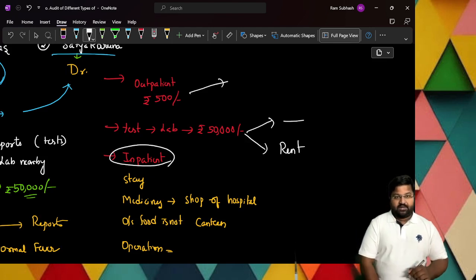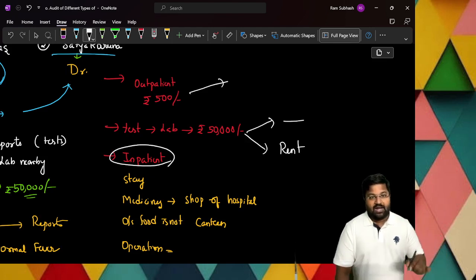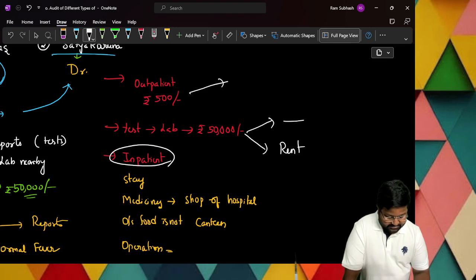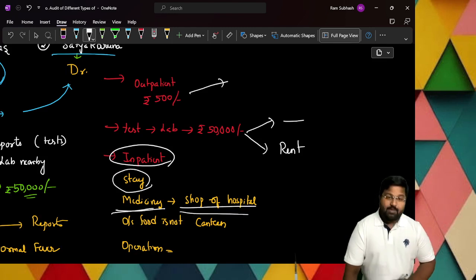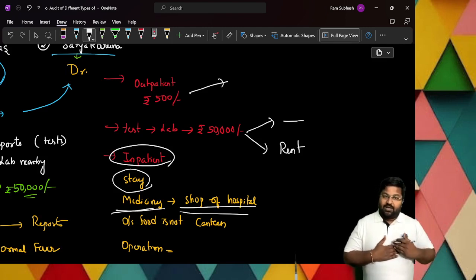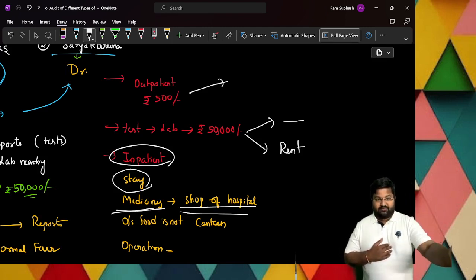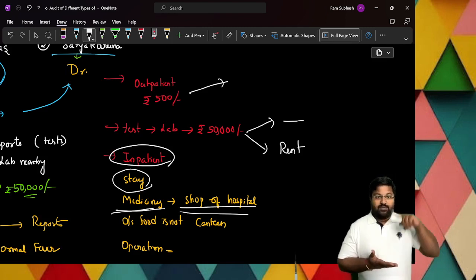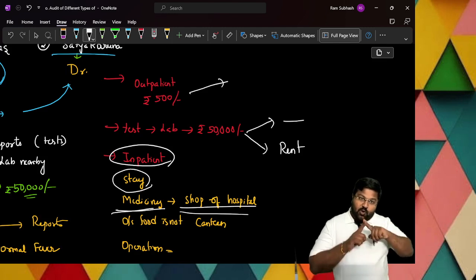If he is an inpatient, he will stay inside the hospital and pay the bill for the room charge. There will be a charge for the rooms per day, so that he will pay. That is the stay part. And medicine. In a nearby medical shop, if it is an outside medical shop, the doctor will make him buy there itself. He will prescribe some medicines. These medicines will be available only at that medical shop, nowhere else.